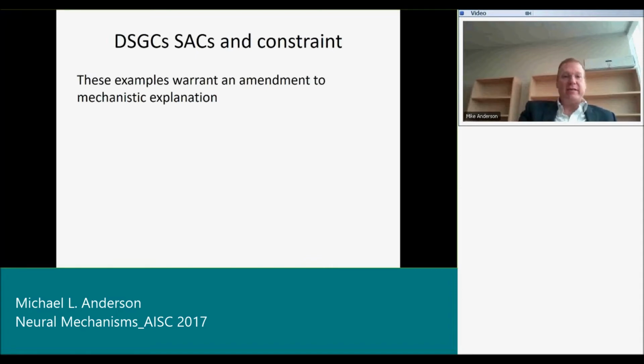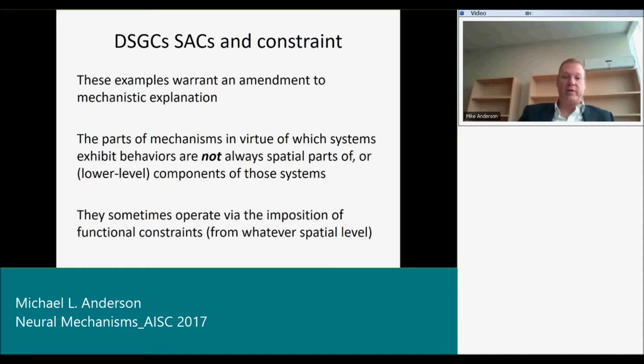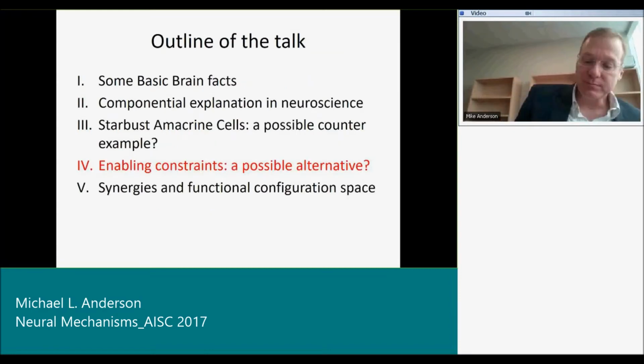So look, I think these kinds of examples in the organization of neurons warrant an amendment, at least, to mechanistic explanation. That is, the parts of mechanisms in virtue of which systems exhibit behaviors are not always spatial subparts or lower-level components of those systems, right? They sometimes operate via the imposition of functional constraints from whatever spatial level. Let me just go into that possibility in slightly more detail.